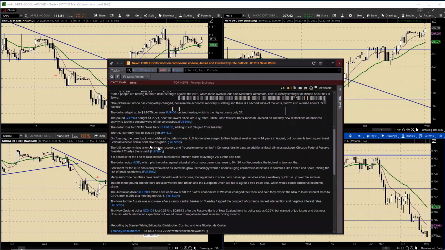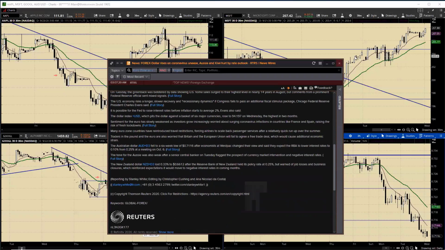On Tuesday, the greenback was bolstered by data showing U.S. home sales surged to the highest levels in nearly 14 years, but comments from a prominent Federal Reserve official set mixed signals. The U.S. economy risks a longer, slower recovery and recessionary dynamics. Many Eurozone countries have reintroduced travel restrictions, and foreign airlines are scaling back passenger services after the quick run up over the summer. And enough of that.